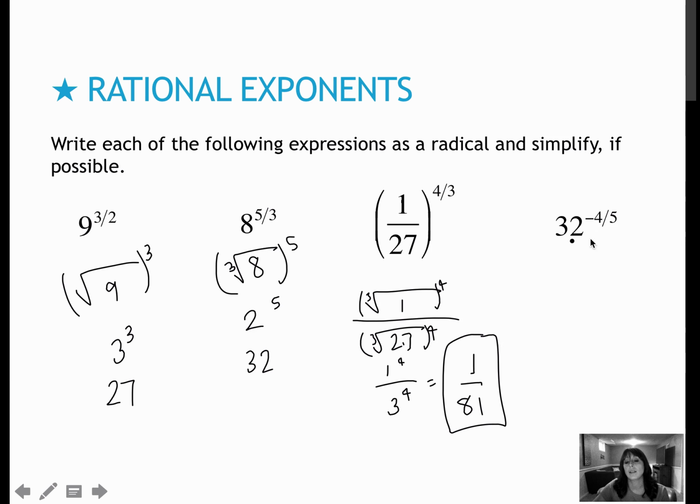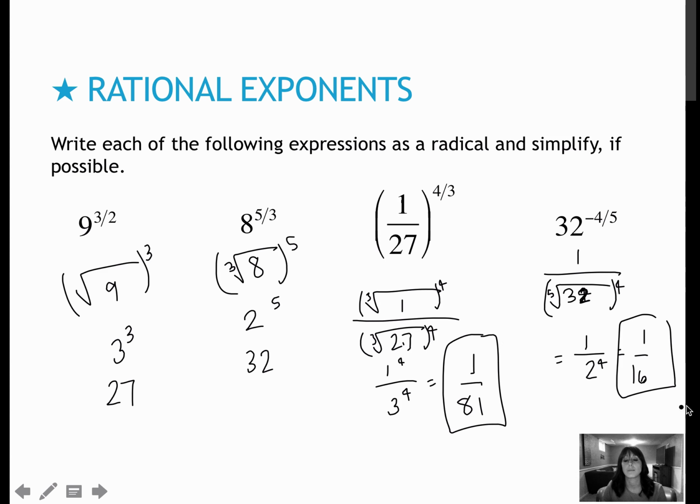And then the last one, 32 to the negative 4/5 means 1 over 32 to the 4/5. The 5 means take the fifth root of 32. The 4 means take it to the fourth. The fifth root of 32 is 2. 2 to the fourth is 16. So 1 over 16 is my final answer.